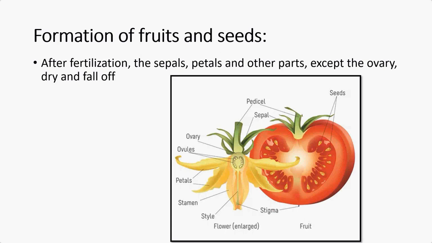Ovules contain female gamete. The male gamete combines with the female gamete to form a cell called zygote. The process of combining the female and the male gametes is called fertilization. Very good. Very good, Jenilia.